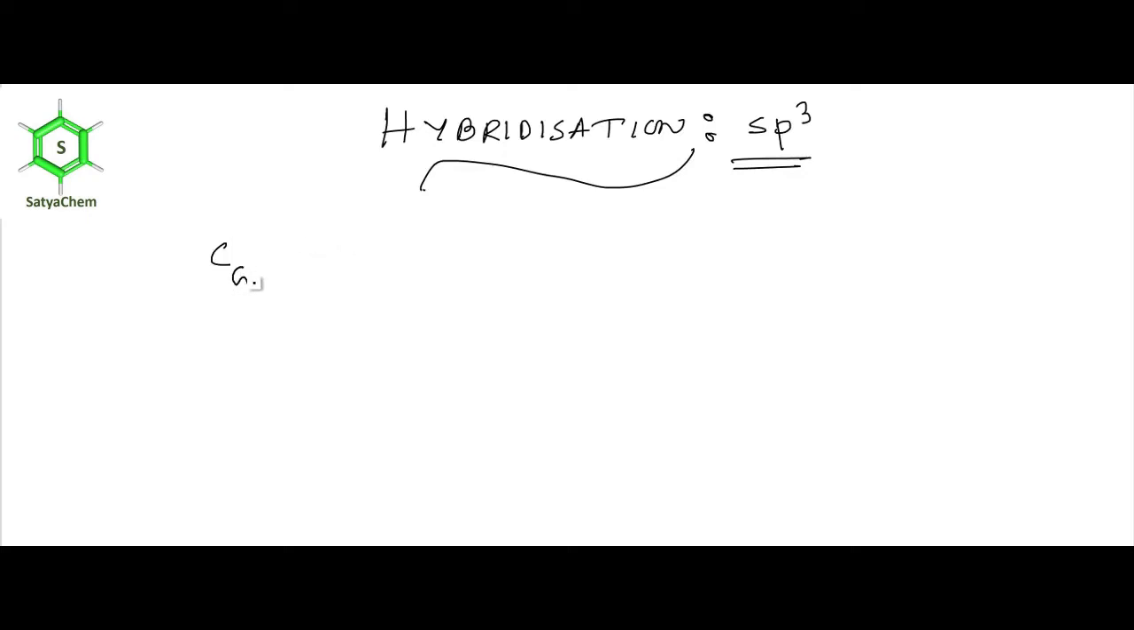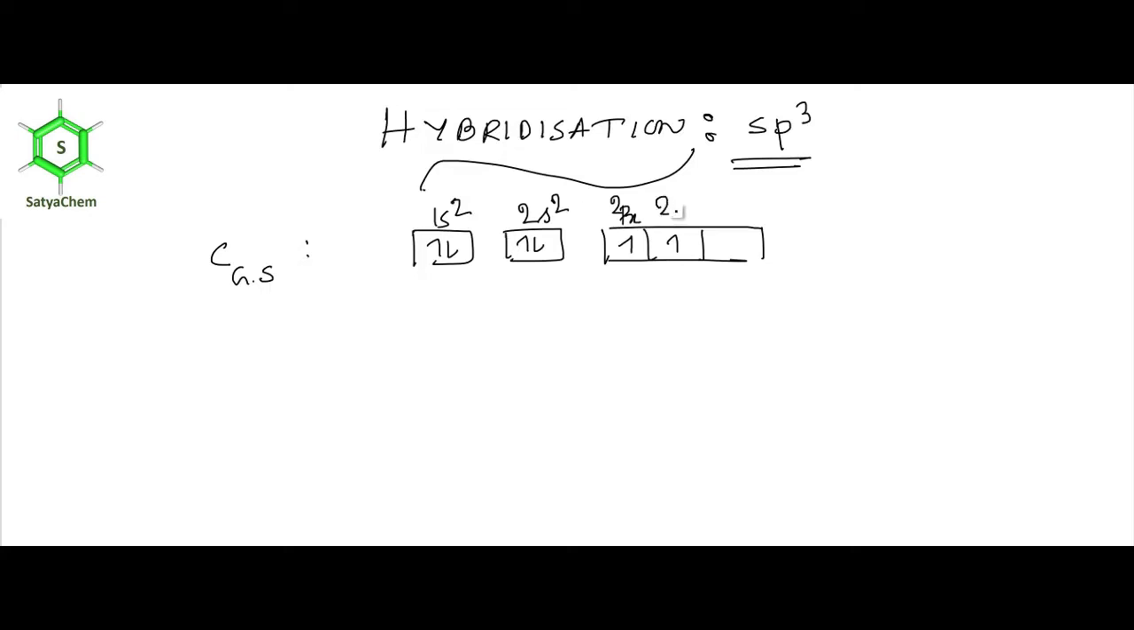we know that the ground state electronic configuration of carbon is 1s2, 2s2, 2px1 and 2py1. From this electronic configuration, we are not able to explain the tetravalency of carbon atom, because for tetravalency of carbon atom we need 4 unpaired electrons, but from the ground state electronic configuration it is clear that we have only 2 unpaired electrons. So we need to explain the tetravalency of carbon.